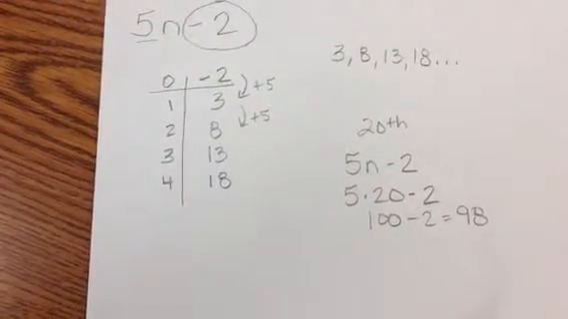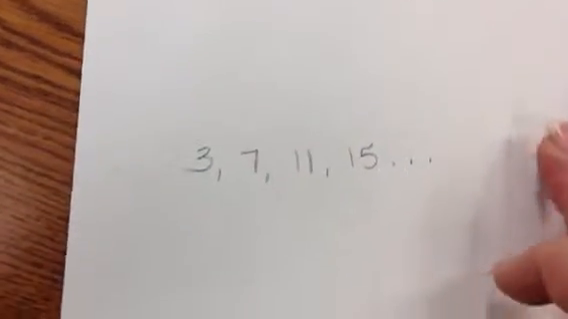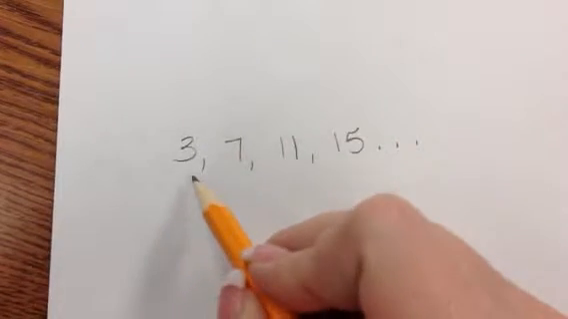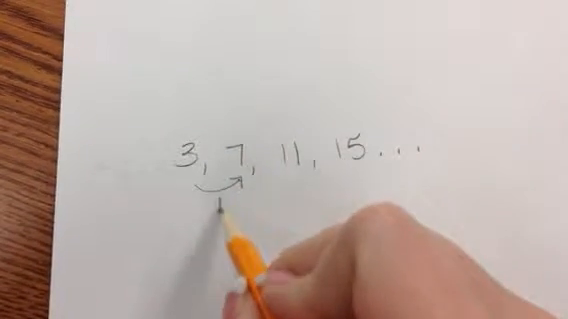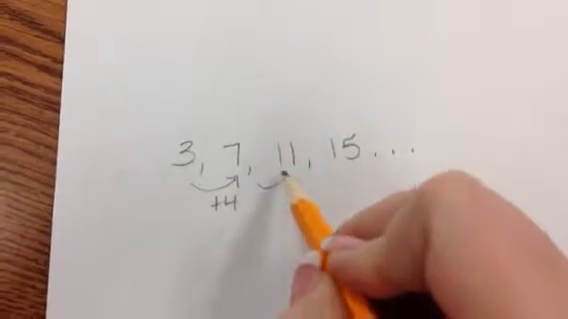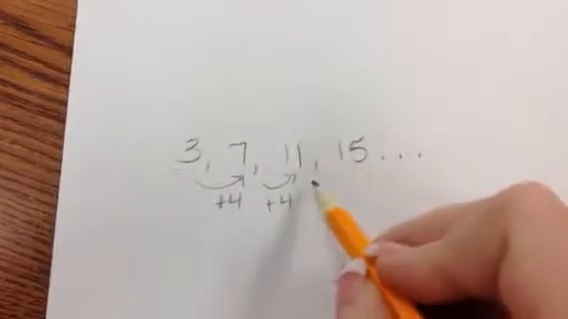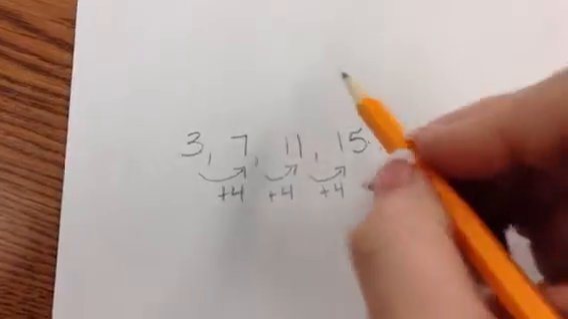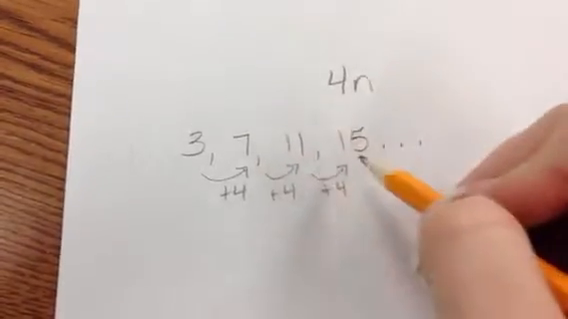Well, let's say they don't give you the rule first. Let's say you were provided only a sequence. Well, the first thing you want to do is figure out what are we increasing by each time. Well, in this particular sequence, we are increasing by 4 each time. So your rule then will start out 4n.